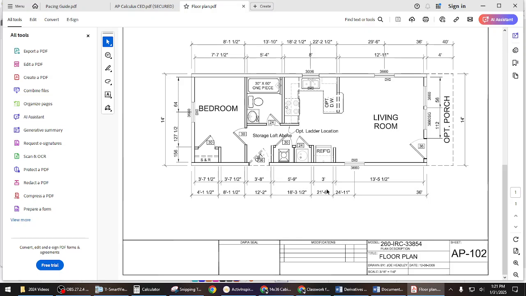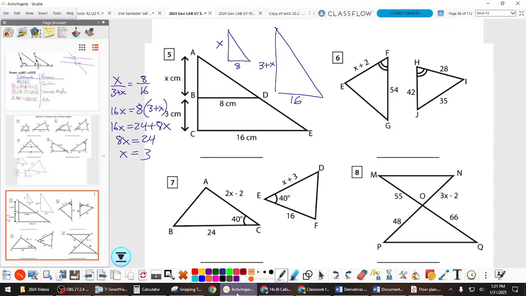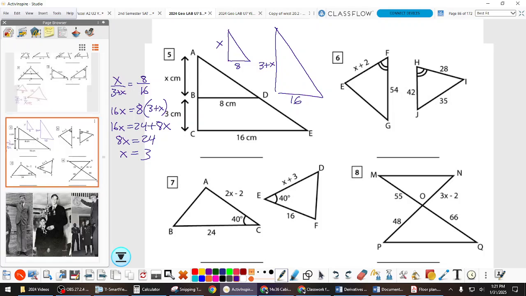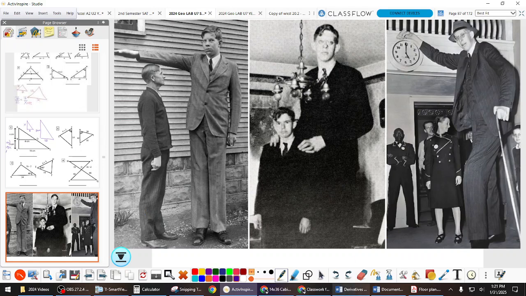Okay, here's another way you can use this. I saw this in an article. Somebody was using a picture to find the scale and actual size of something. So I've asked you if you heard of Robert Wadlow. I'm going to say Wadlow. I might be saying it wrong. Anybody heard of him? Okay. Here's a picture of him, or some pictures of him.